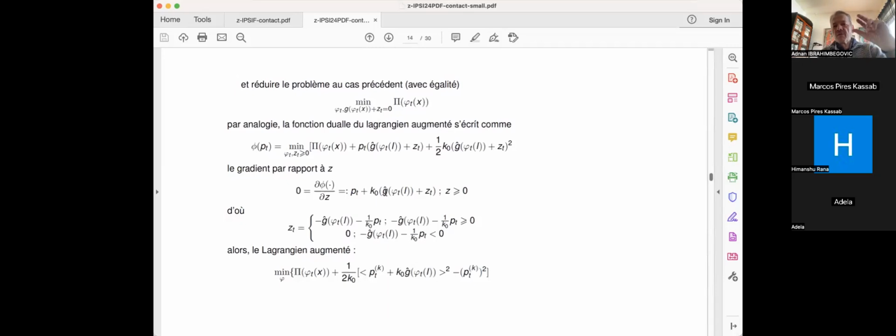You can do this with the inequality constraint by introducing this trick where you introduce Z to be equal to this, defined this way.